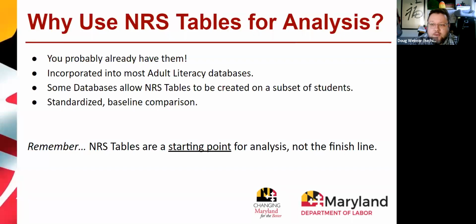Why would we want to use NRS tables for analysis? Well, first of all, you probably already have access to them. I'm not familiar with Ohio's database system, which you use, but most systems will print out NRS tables, as well as it's something you can do manually. I know definitely at the state level, of course, you have to have the NRS tables because you have to be able to use those to report out to Octave. Like I said, it's incorporated into some adult literacy databases. Also, sometimes you can even run NRS tables on a subset of students. Also, it's a standardized baseline comparison for our programs.